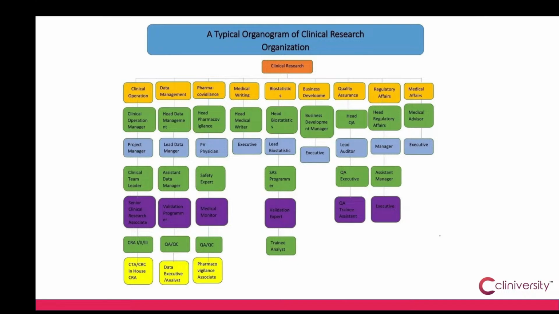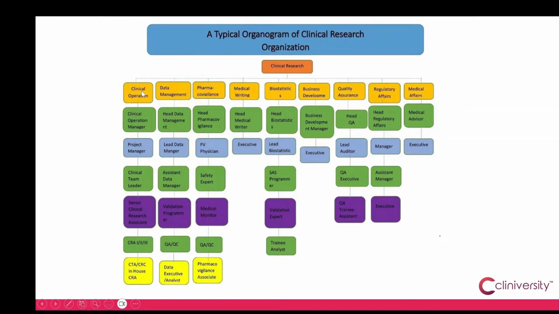And then we have an interesting presentation of an organogram. So far, we have studied different departments and the main people involved in clinical research. Now let us see under each department how the hierarchy starts. There are different departments like clinical operations, data management, pharmacovigilance, medical writing, biostatistics, business development, quality assurance, regulatory affairs, and medical affairs. Let us see each department, what the starting position is and what the highest position is in that department.